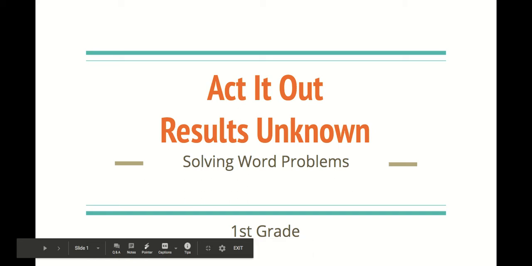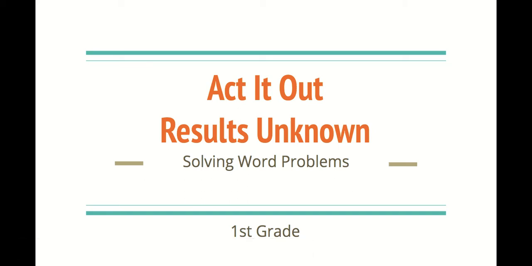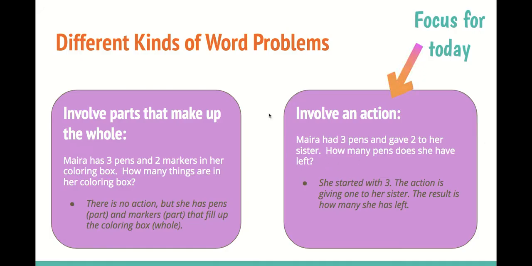Hey friends, so we are jumping back into word problems today and for the next week or so. Just to refresh your memory about what a word problem is: an addition or subtraction problem that has a story with it. We're going to look at some specific parts of it. There are two different kinds of word problems. There's a word problem that involves two parts that make up a whole, so an addition problem.